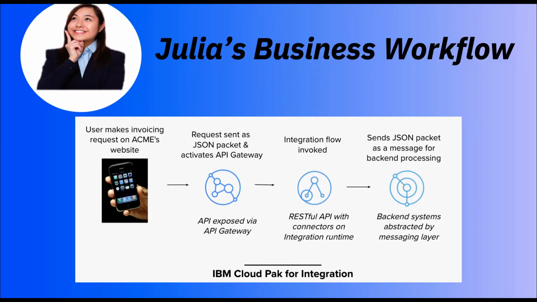Julia's most important application to monitor is her invoicing application. Here is a breakdown of how this application works. First, a user makes a request on Acme's website using their smartphone. The request is sent as a JSON packet that travels to Acme's API gateway that provides security to their APIs. Once through, the underlying integration flow is invoked and the request is sent as a message for back-end processing.